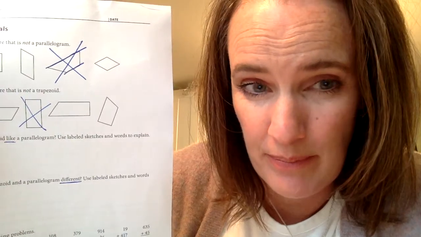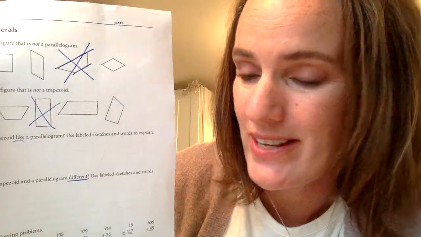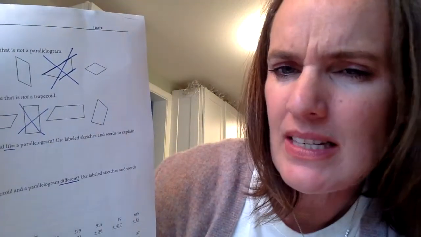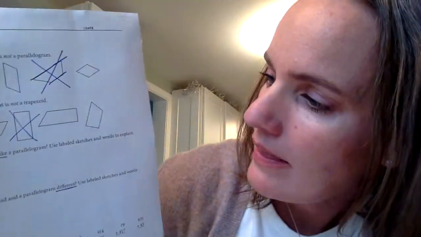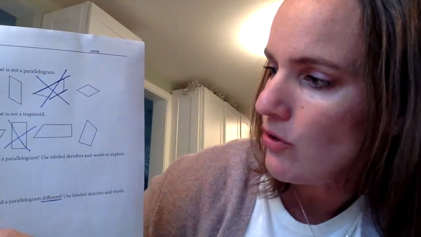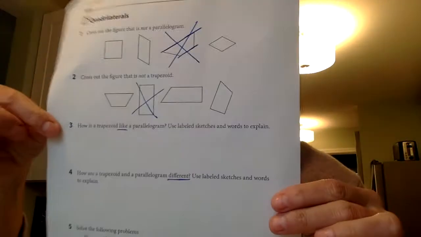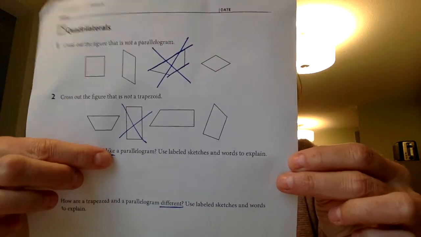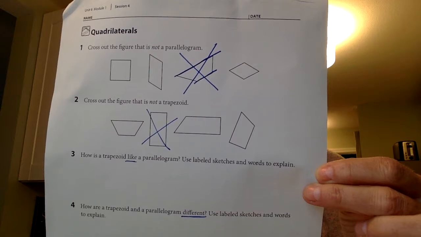All right, now, number 3 and 4 you get to do on your own. How is a trapezoid like a parallelogram? You're thinking it has 4 sides, okay? Let's use a different example. Use labeled sketches and words to explain. The next one also says, how are a trapezoid and a parallelogram different? Do you see that I underlined like and different? So how are they alike and how are they different?